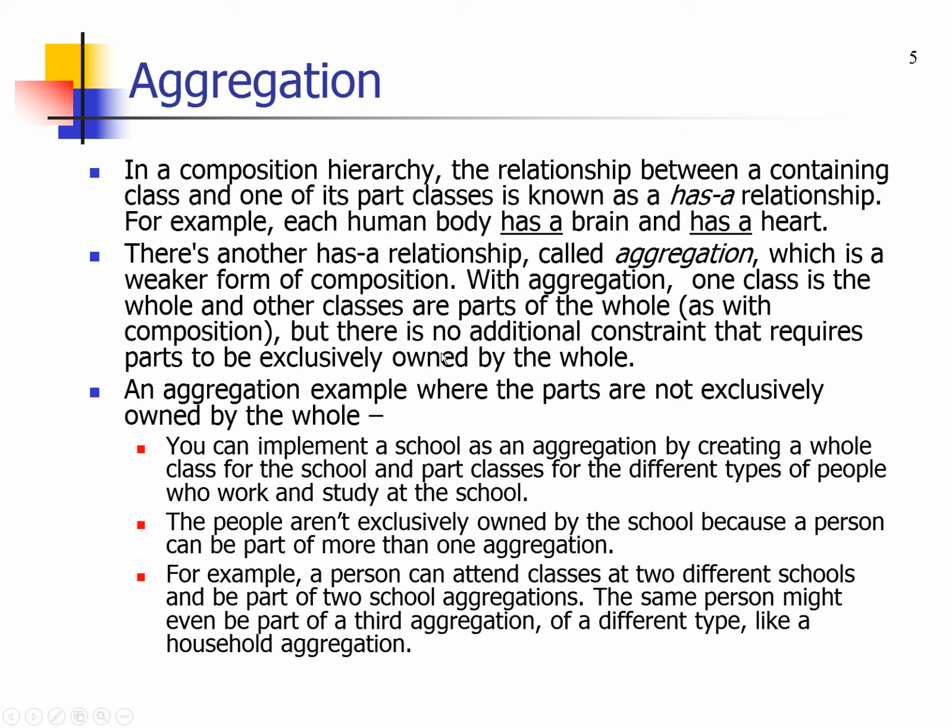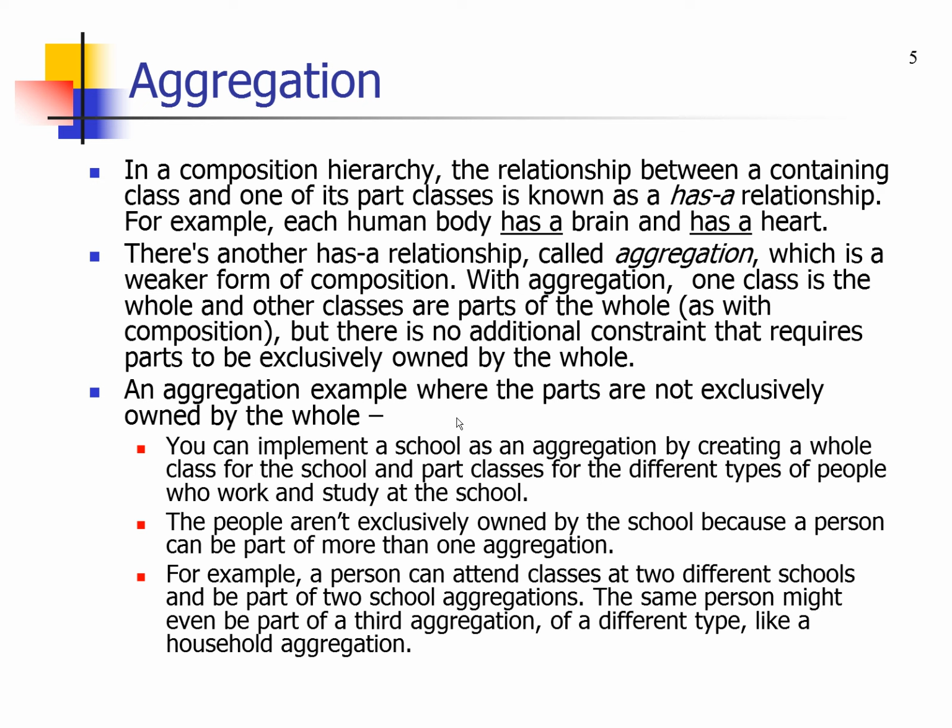exclusively owned by the whole. So as an example, it says you can implement a school as an aggregation by creating a whole class for the school and part classes for the different types of people that work in the school. It says the people aren't exclusively owned by the school because you really only work there or go to school there. So just because the school has students, does that really mean that the student is owned by the school? No. A person could attend classes at 2 different schools and be part of 2 different school aggregations. Or we could even break it down farther. Maybe we had our program where we had classes rather than school.